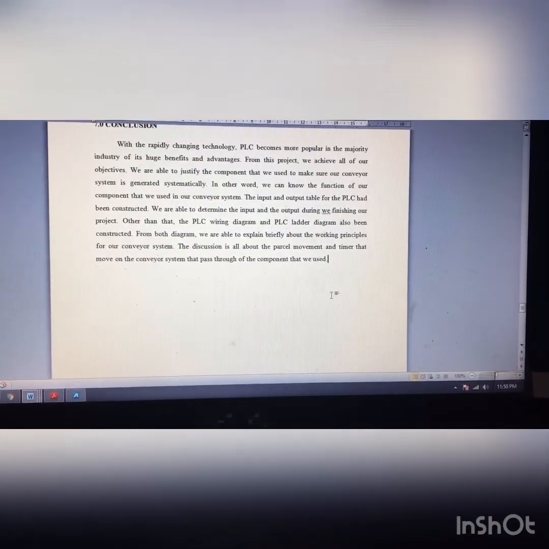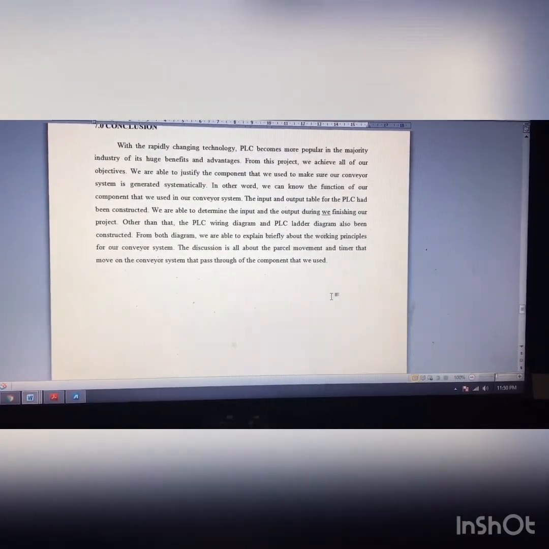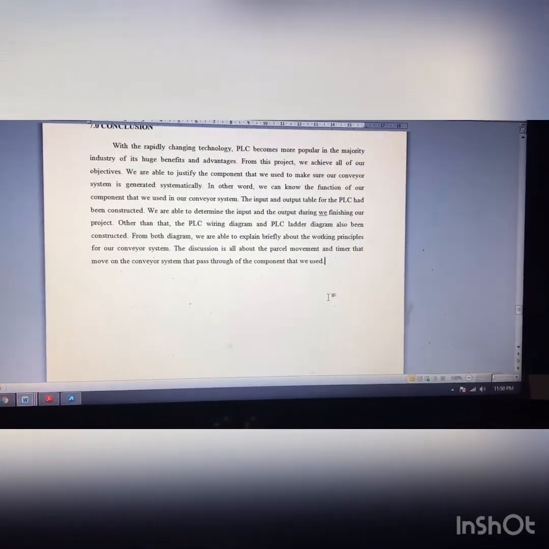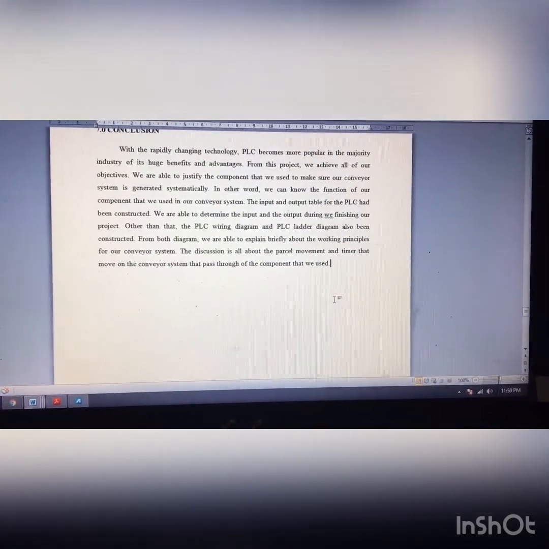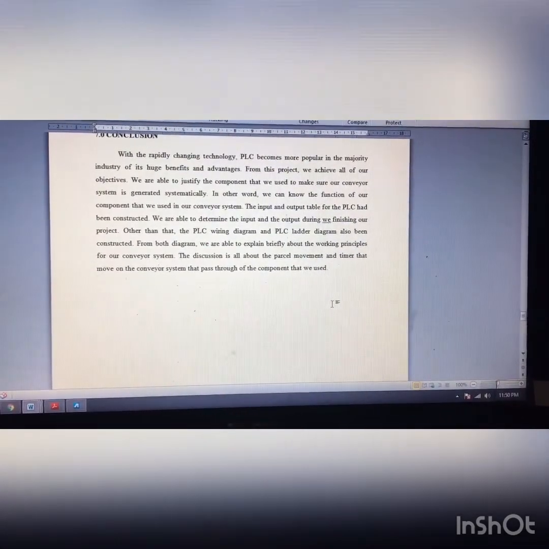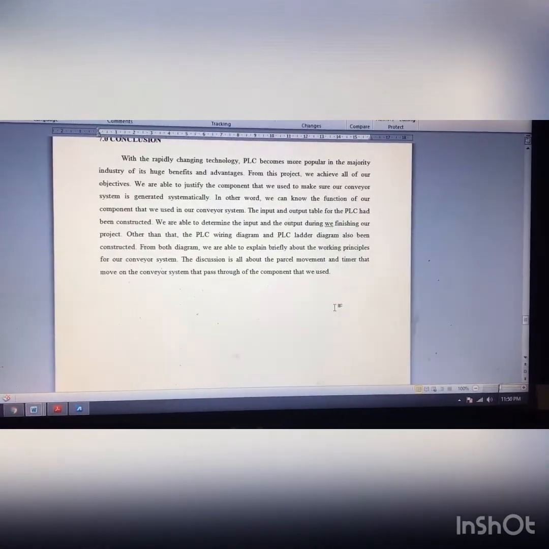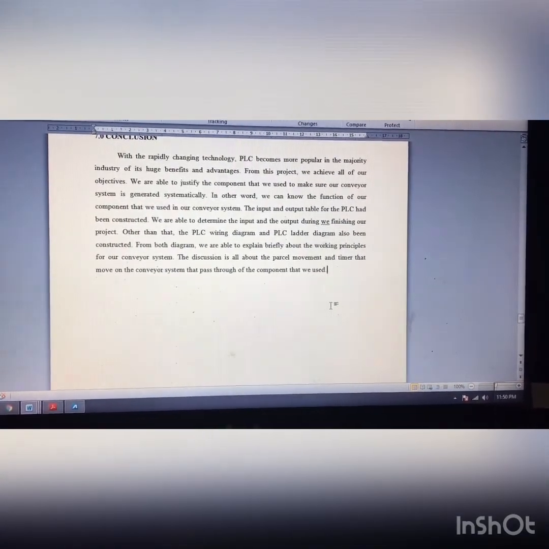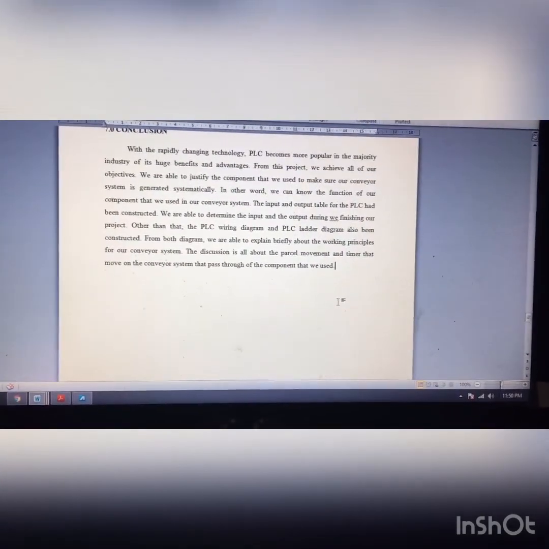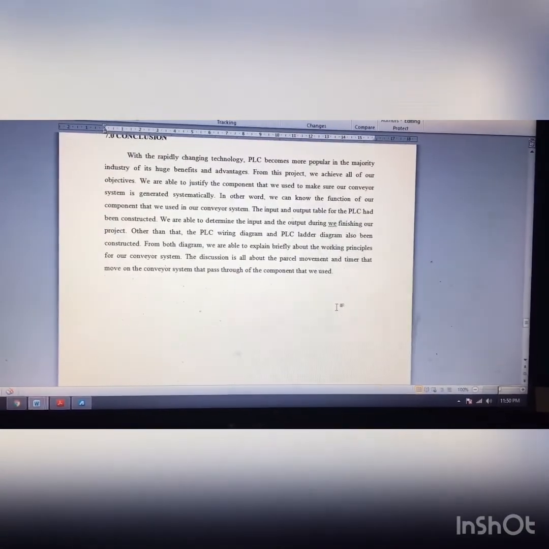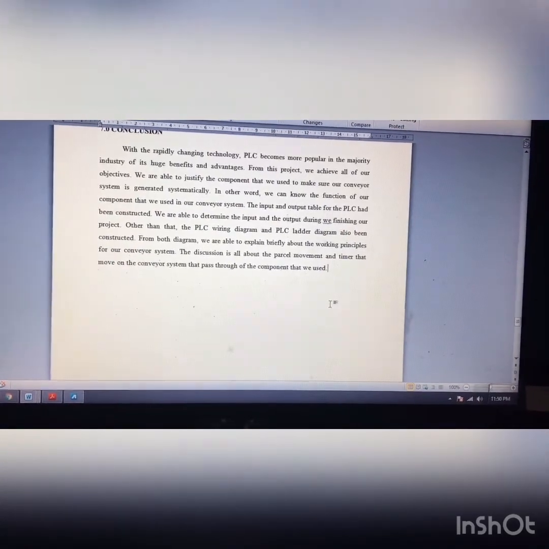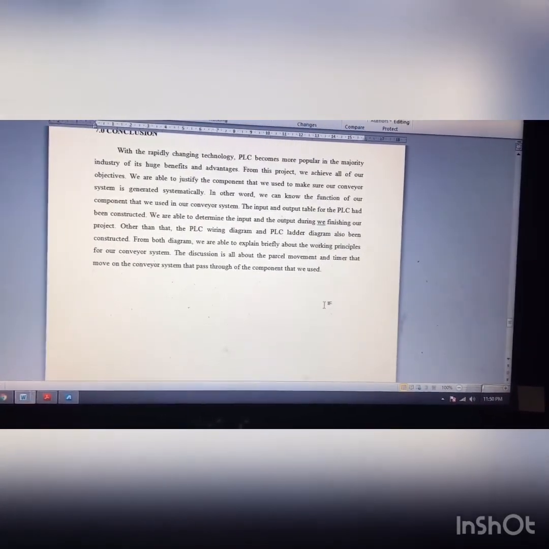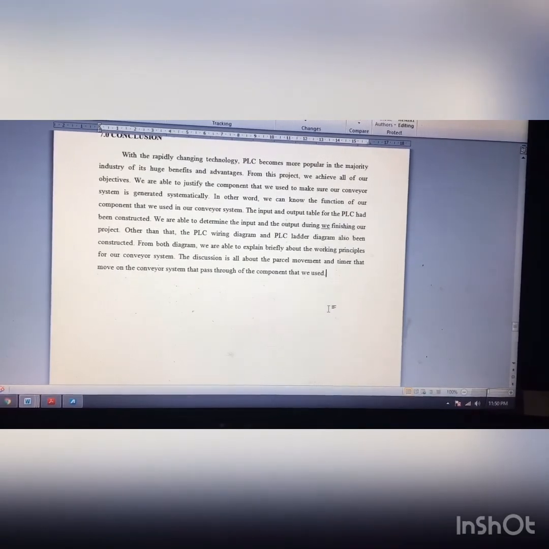Other than that, the input and output table for the PLC has been constructed. We are able to determine the inputs and outputs while finishing our project. The PLC wiring diagram and PLC ladder diagram have also been constructed. From both diagrams, we are able to explain briefly the working principles of our conveyor system. The discussion is all about the parcel movement and the timer that we set, moving on the conveyor system and passing through the components that we use.